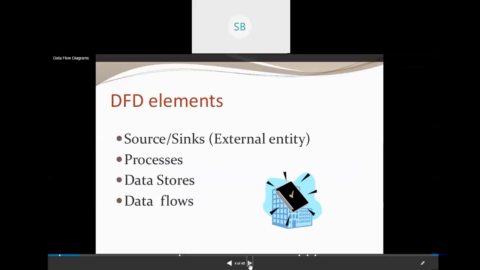So there will be an external entity, source and sink. Source is something that will provide the data, and sink is someone who will receive the data. Source is some entity from where the data will be passed, and sink is where the data will be received. Next we have processes, data stores, and data flows. Now let's take all of these one by one.